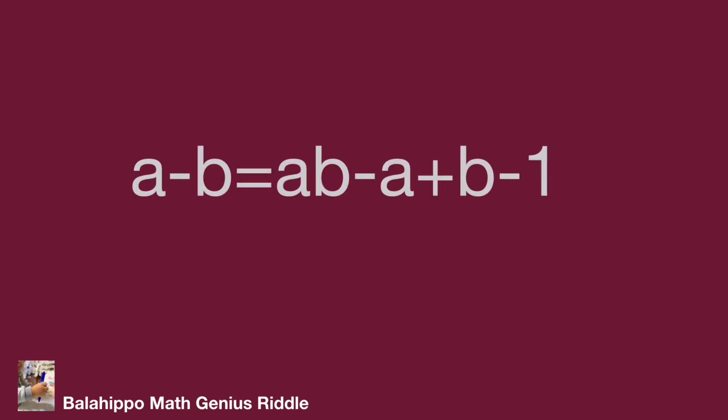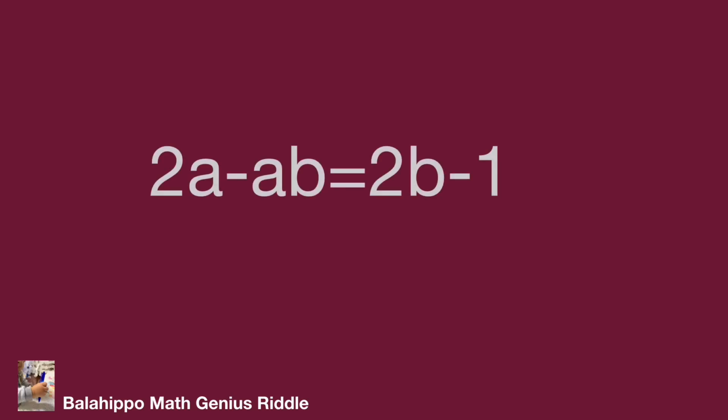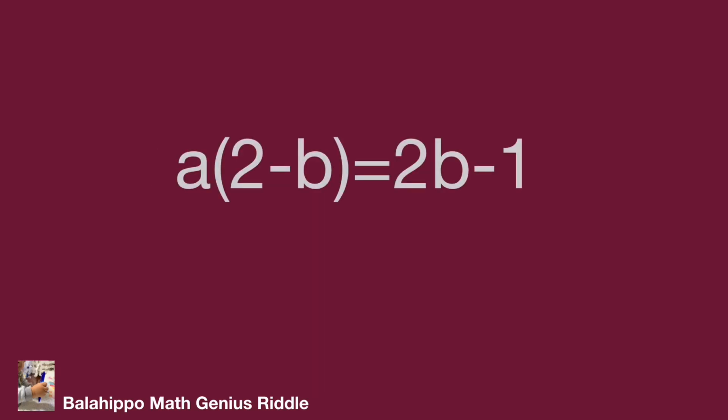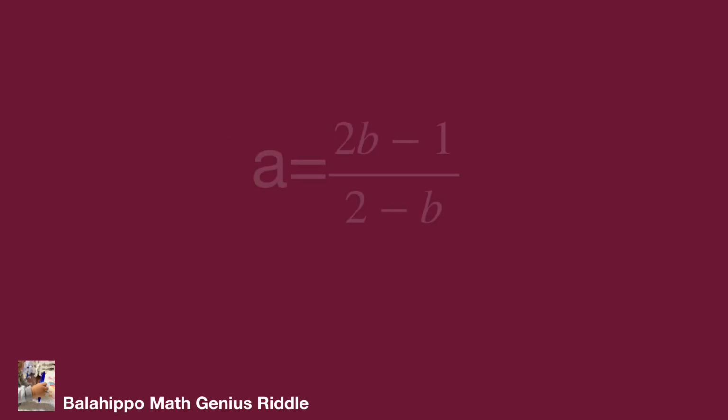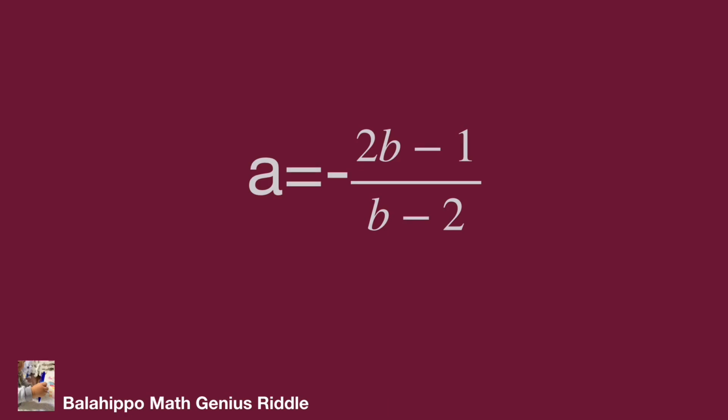Simplify it, then move the terms with A to the same side of the equation: 2A minus AB equals 2B minus 1. Factorize as A times (2 minus B) equals 2B minus 1. Divide both sides by 2 minus B: A equals (2B minus 1) over (2 minus B). Adjust as A equals minus (2B minus 1) over (B minus 2).